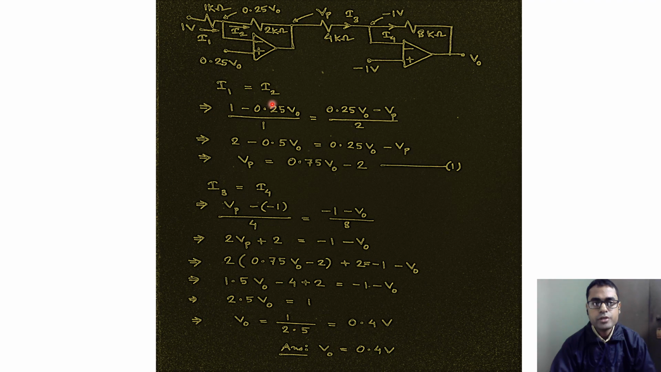So I1 is equal to I2. I1 is represented by 1 volt minus 0.25 times V0 divided by 1 kilo ohm, and I2 is represented as 0.25 V0 minus Vp divided by 2 kilo ohm. We go ahead with doing this little algebra, and we can find the value for Vp in terms of the output voltage V0, and this is given by Vp is equal to 0.75 V0 minus 2.